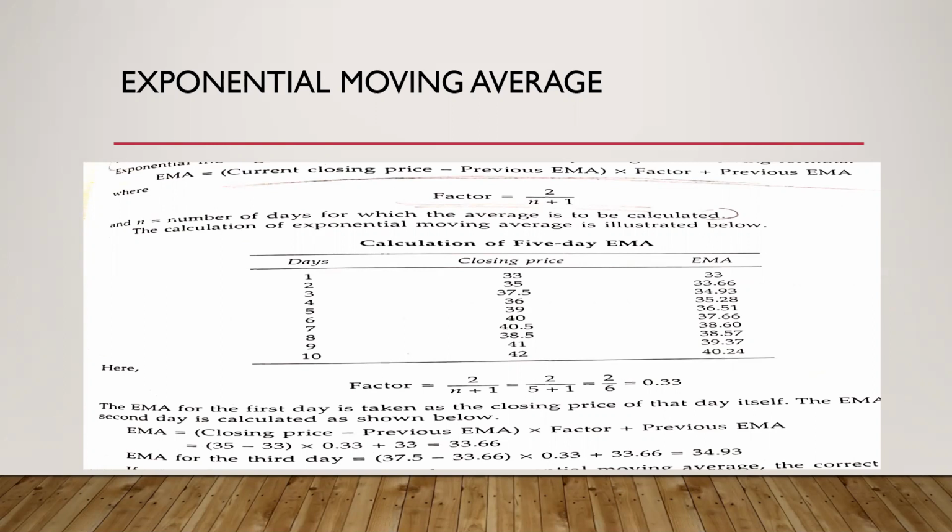So the current price 35 minus the previous EMA 33, into 0.33, plus the previous EMA, which is 33. And you will get the EMA for the second day as 33.66.